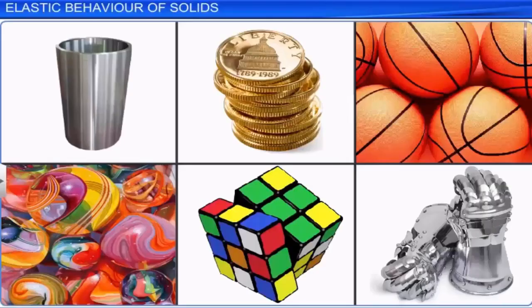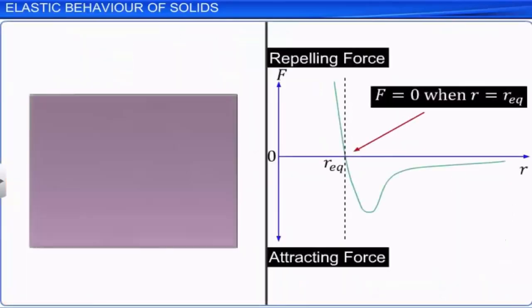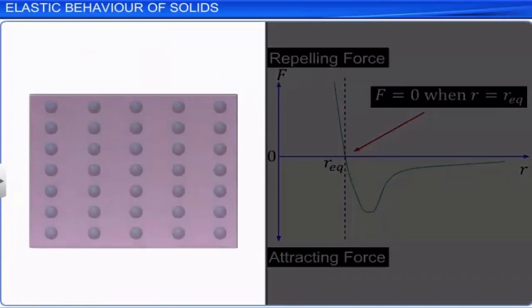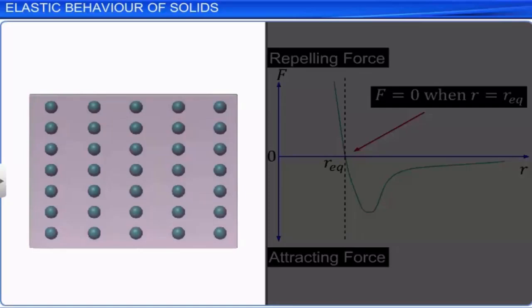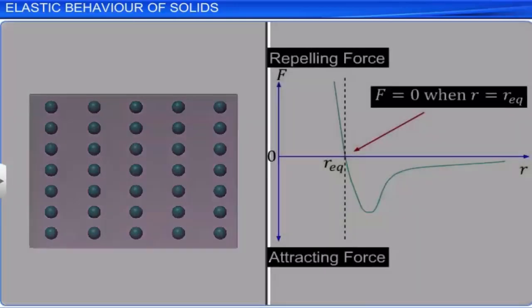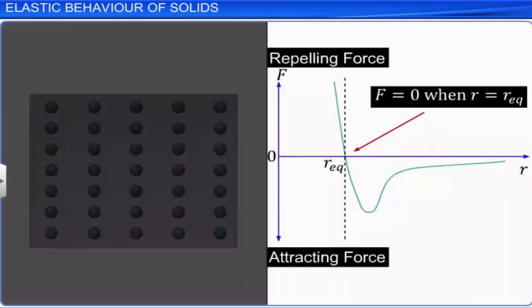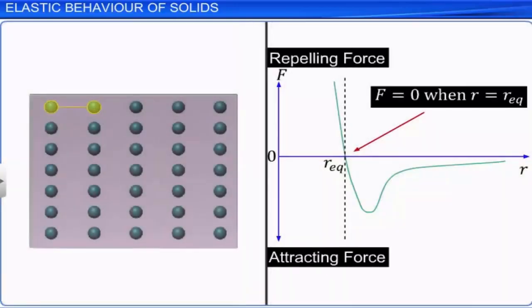Solids exist in different shapes and sizes. The molecules within a solid body occupy fixed positions and their relative distance of separation remains constant. The molecules are in equilibrium with each other and experience no net force. The graph displays the intermolecular force between two molecules as the distance of separation between them changes.